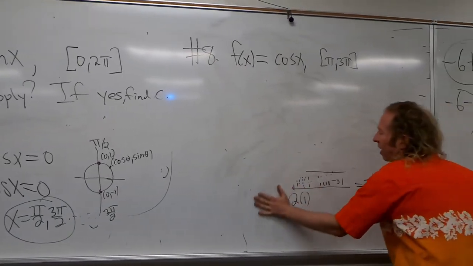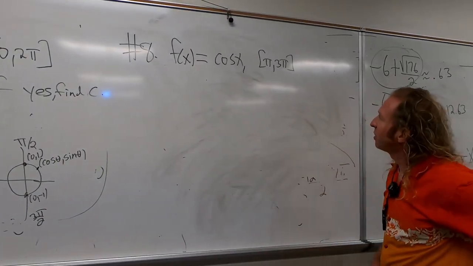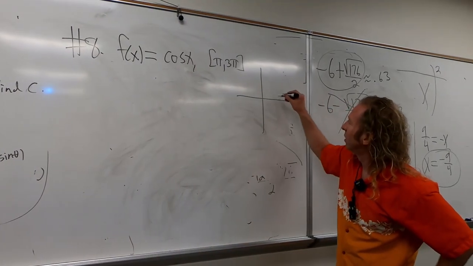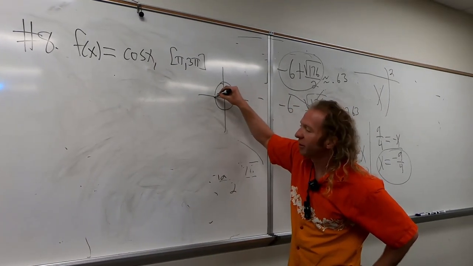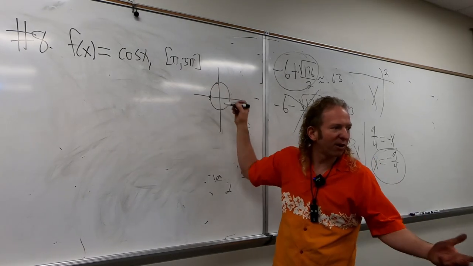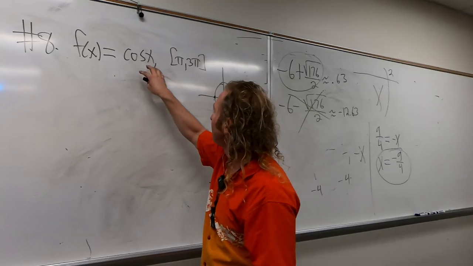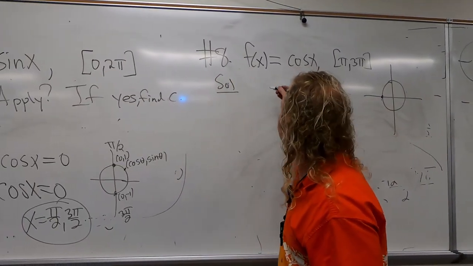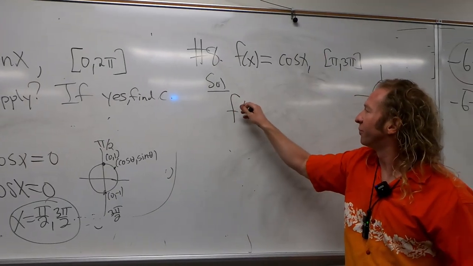So I think Rolle's does apply. It's continuous and differentiable. If you think about the unit circle, cosine of pi is negative 1, but isn't cosine of 3 pi the same thing? Because you go around 2 pi and pi more. So I think we're good. Rolle's applies. So the answer is yes, it applies. Now we just have to take the derivative and set it equal to 0.